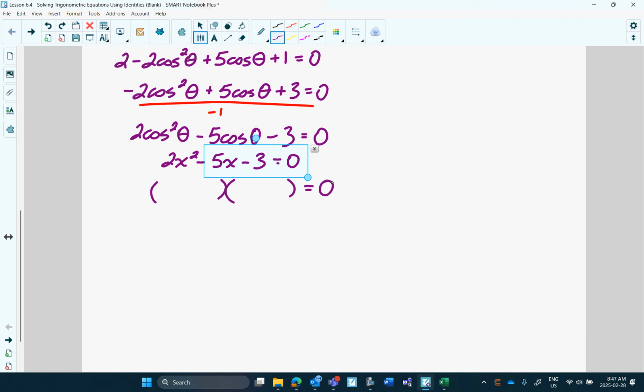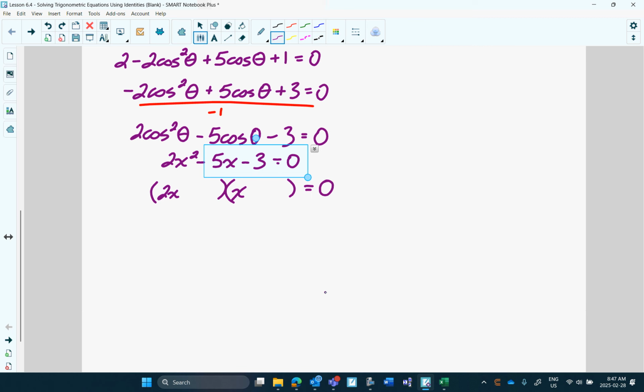What do the first two terms have to be? Has to be 2x and x to make this when I multiply. These two numbers have to be 3 and 1, one of them being negative, to make this when I multiply.